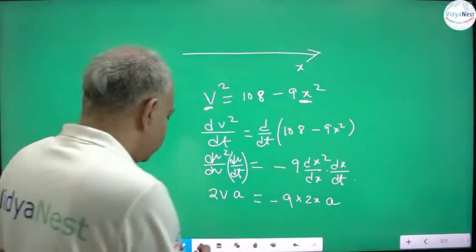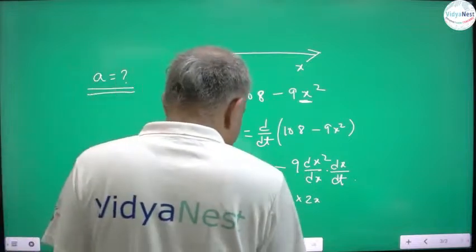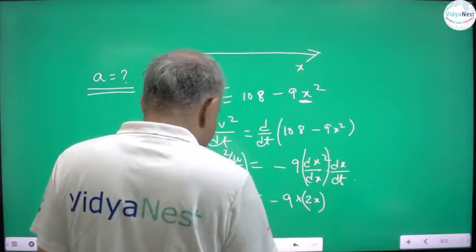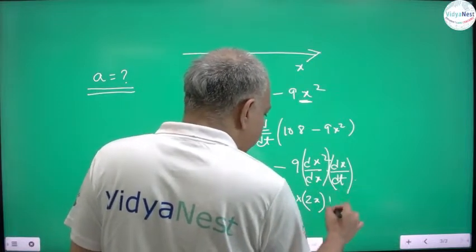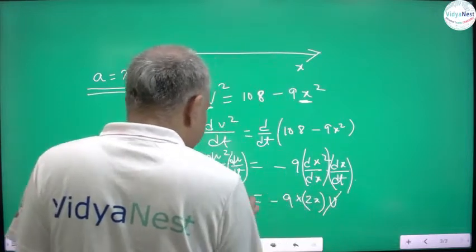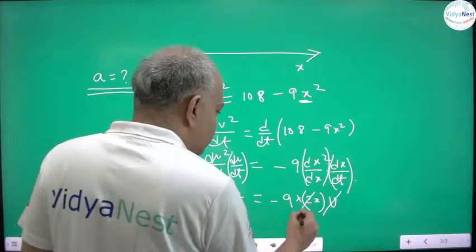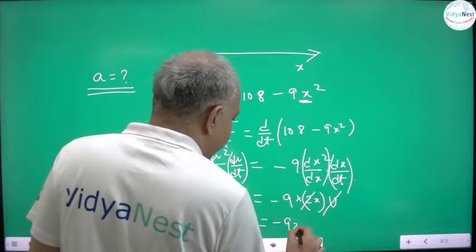Sorry, this part is my velocity. If I differentiate this one, this is 2x, and dx by dt is my velocity v. So this v is going to get cancelled. Ultimately this 2 and this 2 get cancelled. So acceleration can be written as minus 9x. That's a simple thing.